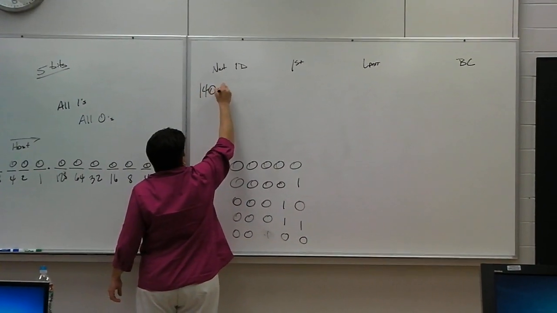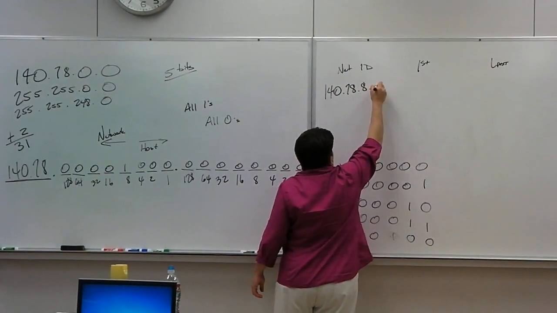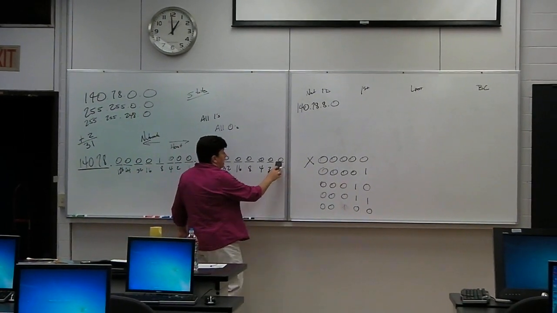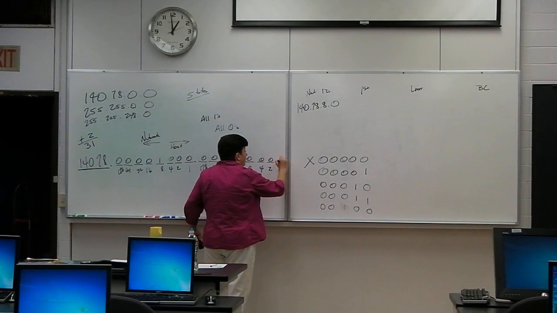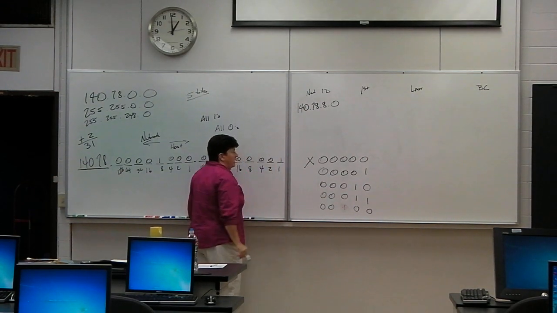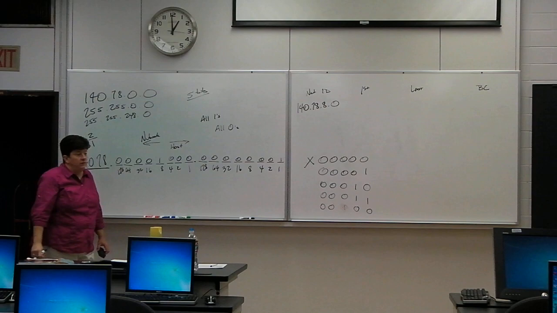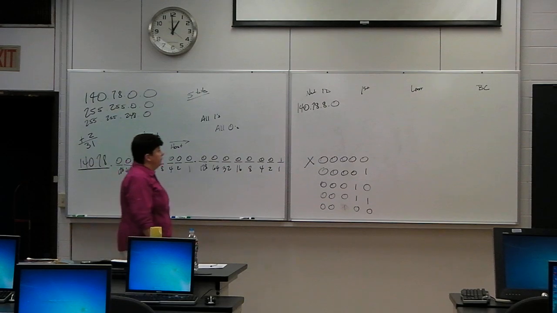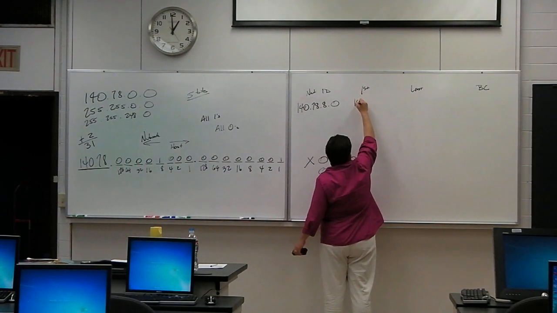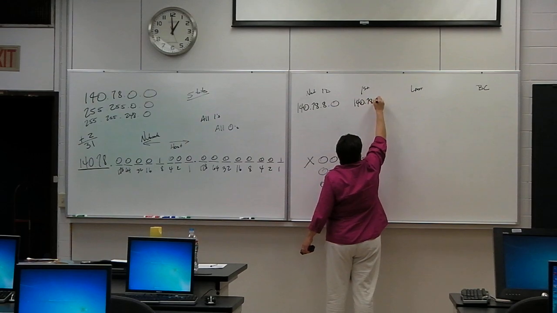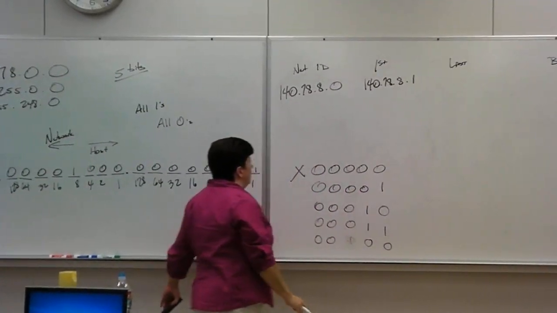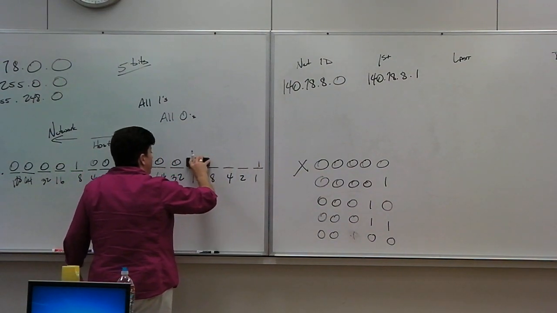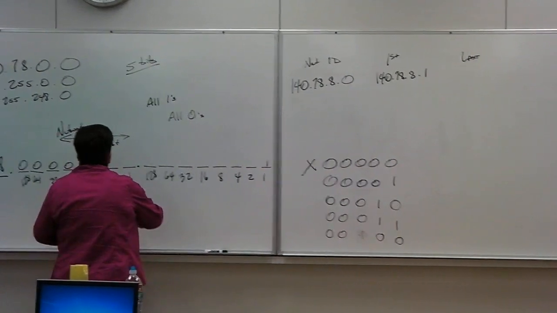So we created 140.78.8.0. Right? Add 1 to that. I'm going to come over in the very last bit, I'm going to change that to a 1. Now what do I have written? That's my first assignable address, 140.78.8.1.